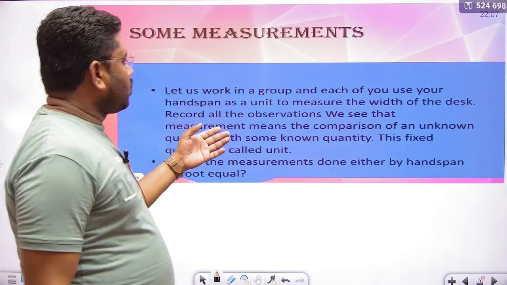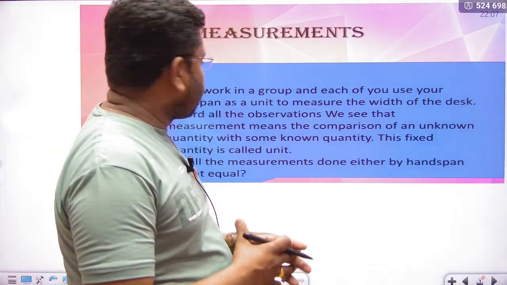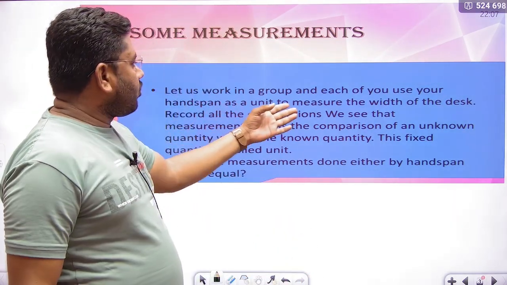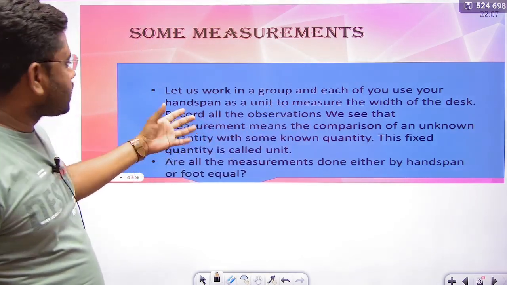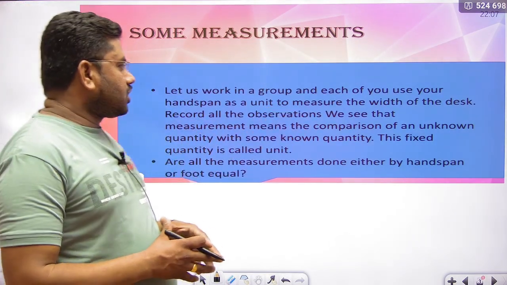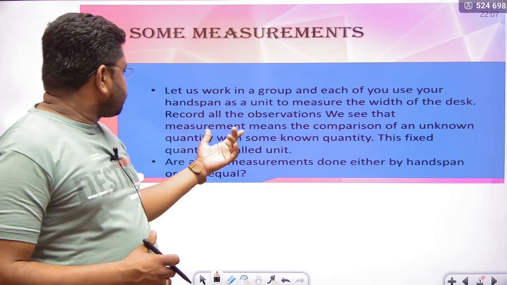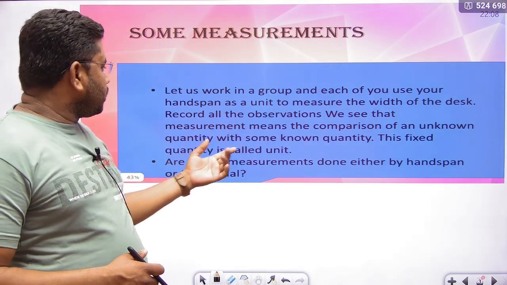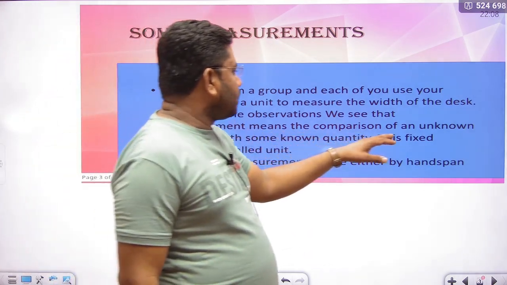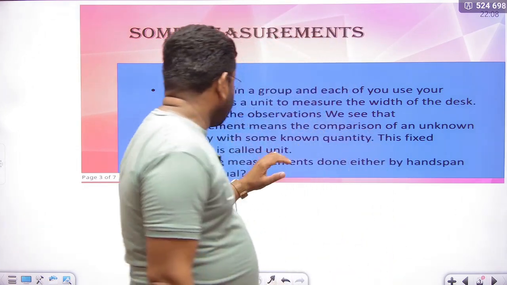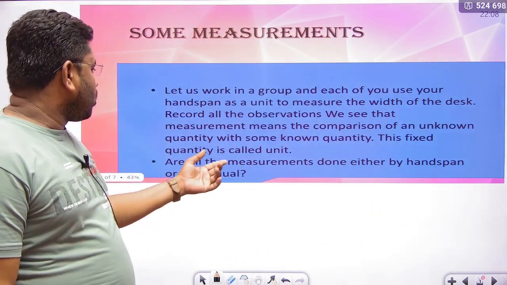Let us work in a group. See here some measurements. Each of you use your hand span as a unit to measure the width of the desk. Record all the observations. Measurement means the comparison of an unknown quantity with some known quantity. This fixed quantity is called the unit.